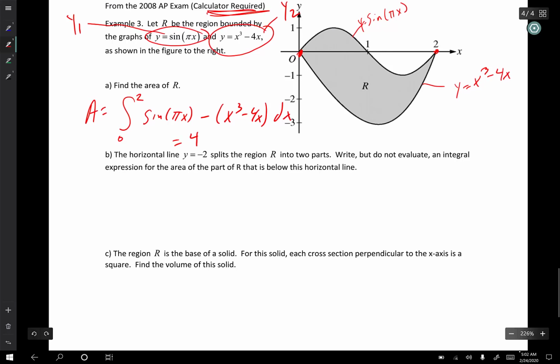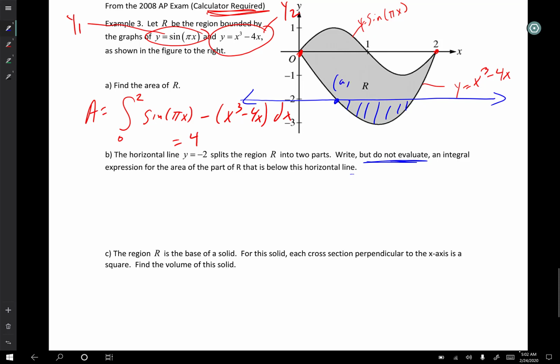All right. So next it says the horizontal line y equals negative 2 splits the region R into 2 parts. So here's y equals negative 2. Boom, there it is. Write, but do not evaluate, an integral expression for the area of the part of R that is below the horizontal line. Okay, so they want this area here now. So I need a comma y value, I don't care about the y value, so I'm going to put a comma y1, I guess, and b comma y2. I need the a and the b, guys. So I already have it here in my calculator.